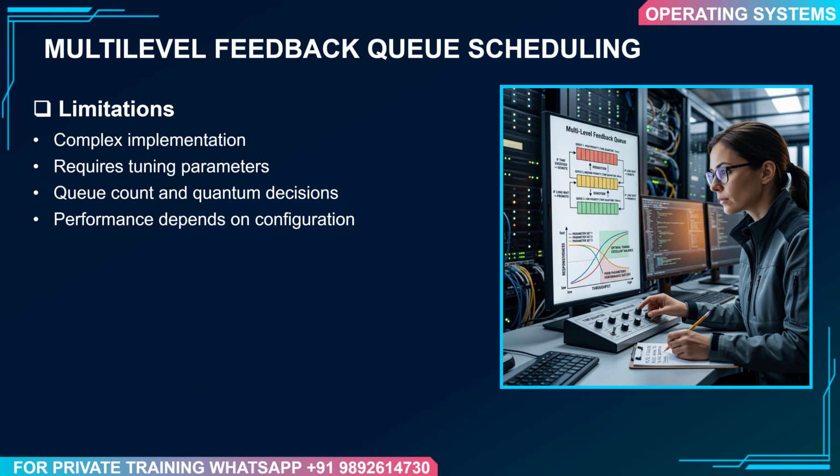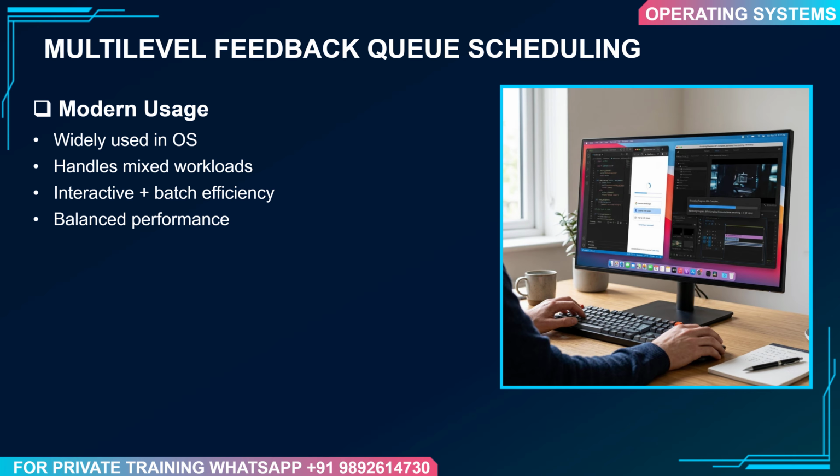However, MLFQ is not perfect. It is more complex to implement compared to simpler algorithms like FCFS or round robin. The system designer has to decide the number of queues, time quantum for each queue, and rules for promotion and demotion. If these parameters are not chosen carefully, performance may suffer. But when tuned properly, MLFQ gives an excellent balance between responsiveness and throughput. In modern operating systems, variations of MLFQ are widely used because they can handle mixed workloads efficiently. Interactive applications get quick responses, while long running tasks still make progress in the background.